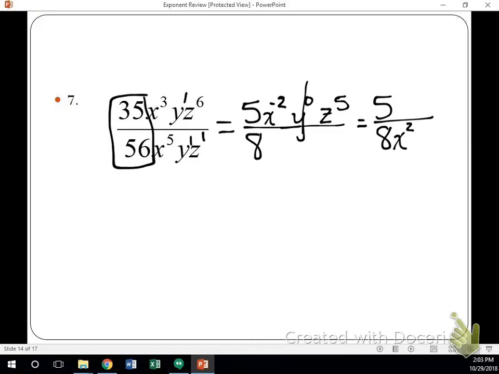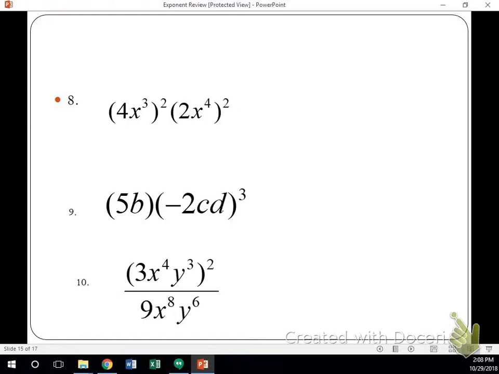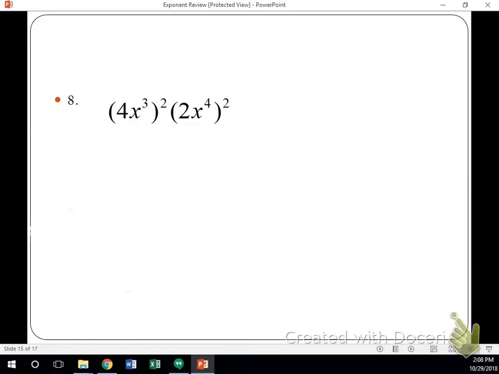What about z to the 5th? Should it stay or should it go? It stays. It has a positive exponent, and that's what we want. So there is our final answer: 5z to the 5th over 8x squared. What rule did we use? I'm going to erase these one at a time because I write big and I like to have a lot of space to do them. So I'll bring those back in just a minute.